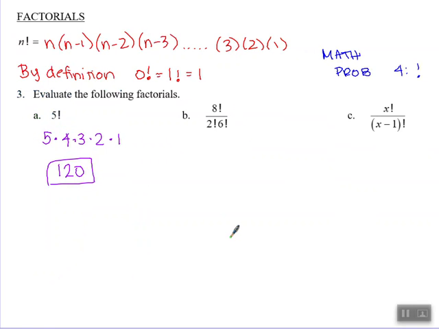Next, we have 8 factorial over 2 factorial times 6 factorial. Yes, you can type this in the calculator, but I want to make sure we understand how to simplify this without a calculator. So, 8 factorial is 8 times 7 times 6 times 5 times 4 times 3 times 2 times 1, which is just 6 factorial.